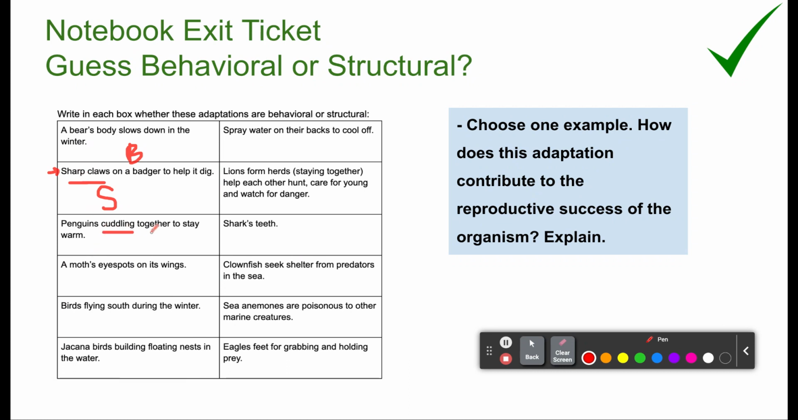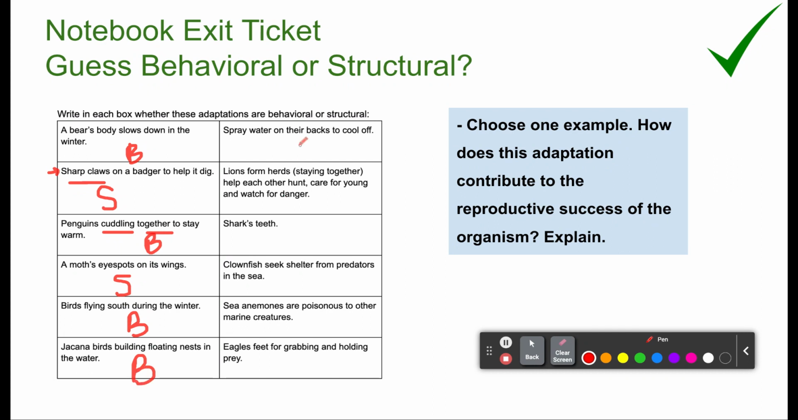Penguins are cuddling together to stay warm. That is an action, behavior. A moth's eye spots on its wings. That's structural. That's how the moth was designed. Birds flying south during the winter. Behavior. Jacana birds building floating nests in the water. They're building that. That is behavior.